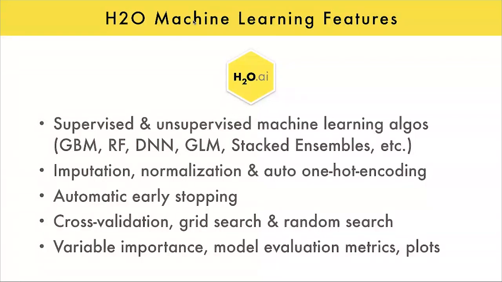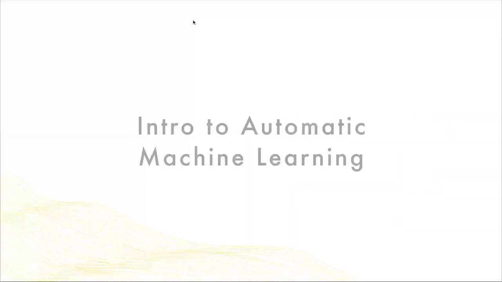So some of the other things that we do, okay, so in machine learning, you often would do things like cross-validation, grid search, random search. So we have methods to do all of that for you. And then once you train the model, you might want to look at things like variable importance, model evaluation metrics, so how well do your models do, and then maybe you want to plot some things. So we have functions for a lot of that as well. Okay, so that's just an H2O overview.